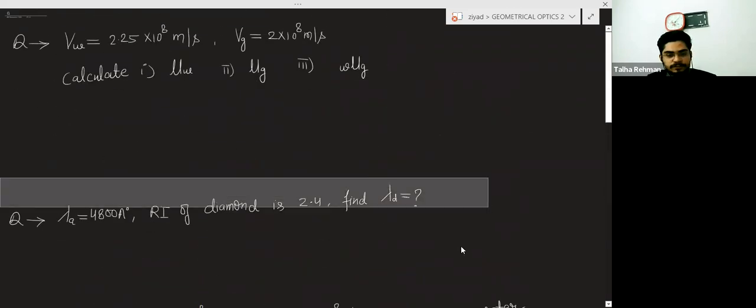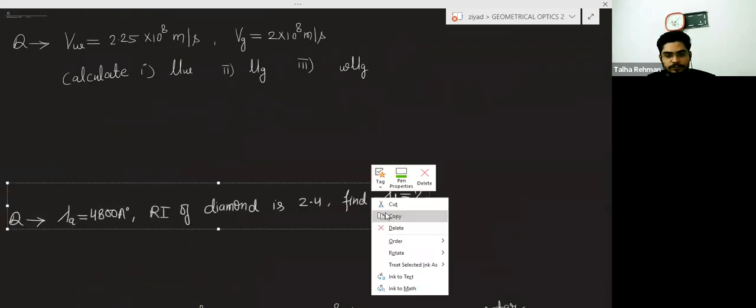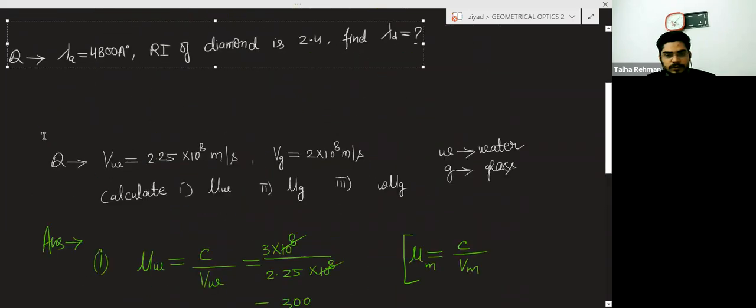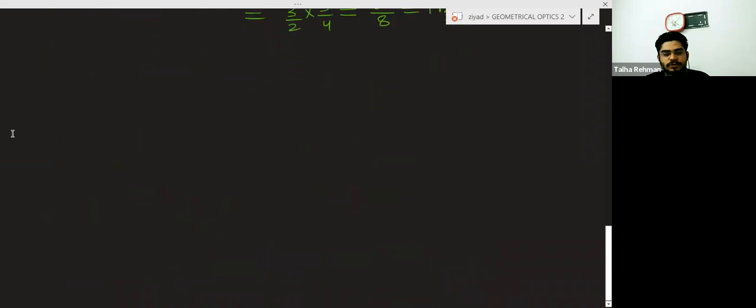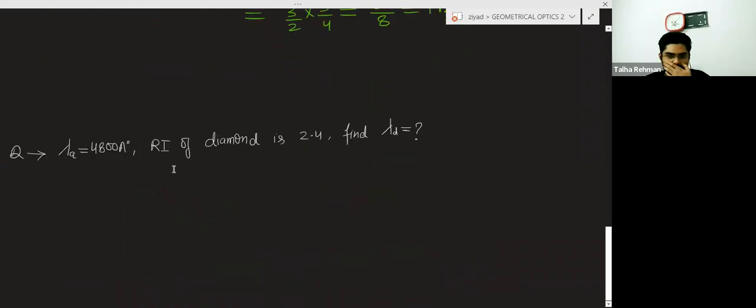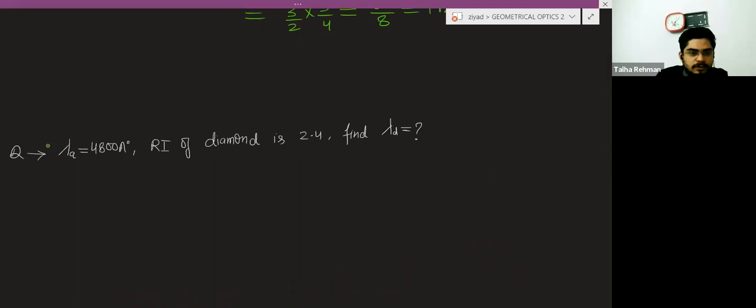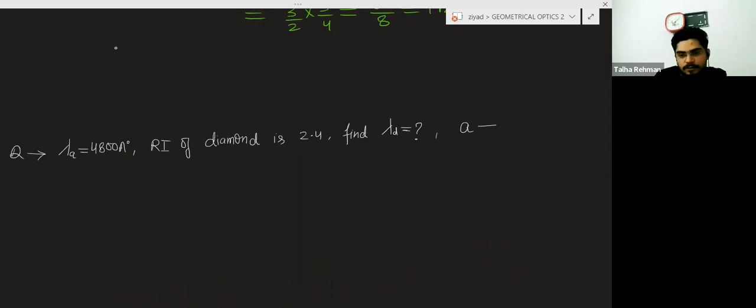Now, second question. First question is based on the refractive index. Second question is based on the wavelength and refractive index, the relation between the wavelength and the refractive index. It is given that A is representing here air, and D is representing here diamond.